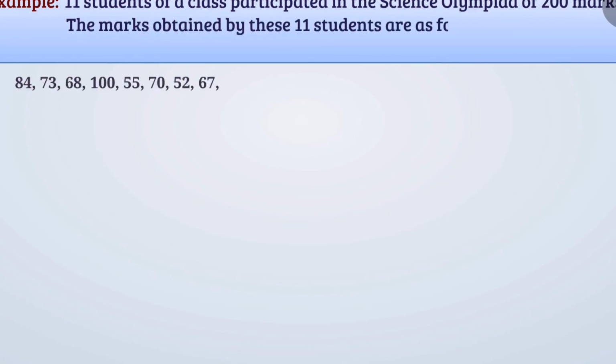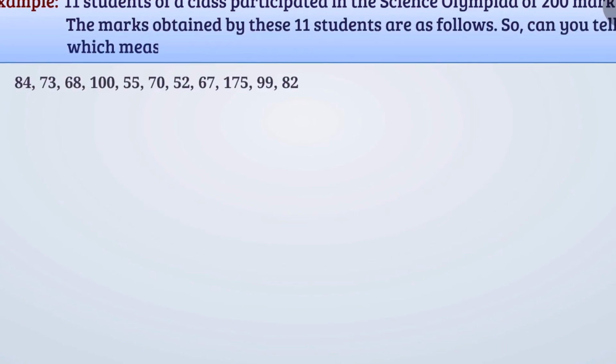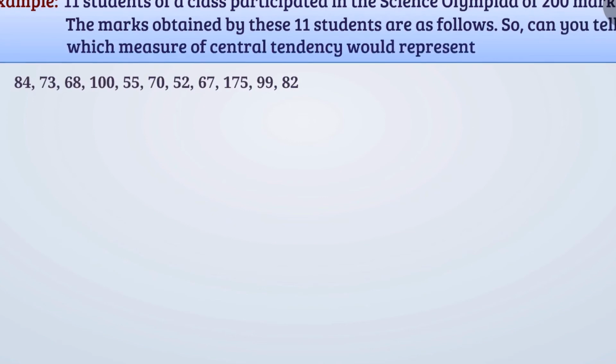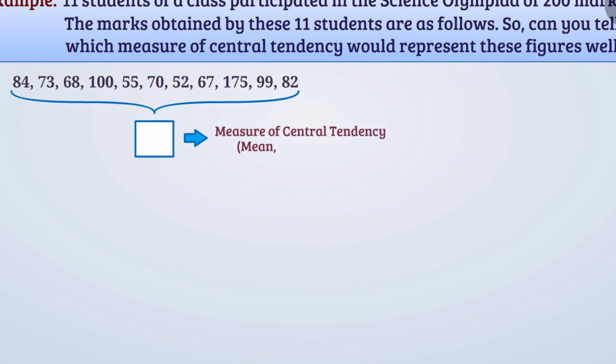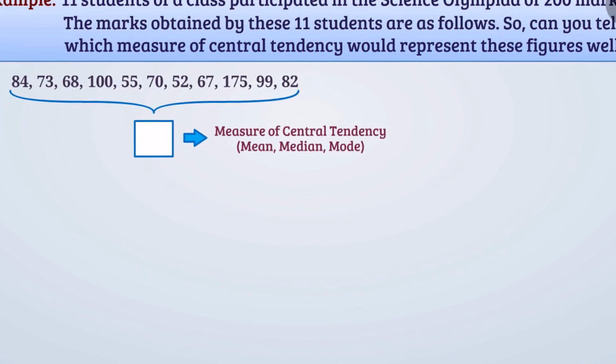Next example, 11 students of a class participated in the Science Olympiad of 200 marks. The marks obtained by these 11 students are as follows. So, can you tell which measure of central tendency would represent these figures well? A measure that represents the entire set of data with a single value is called a measure of central tendency. We know that mean, median, and mode are measures of central tendency. To find the representative value of the data shown, we will find the value of each measure of central tendency.